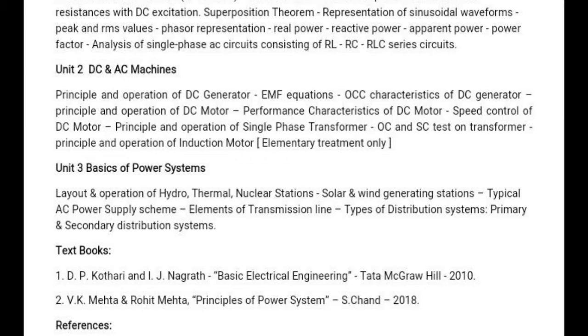After that, OCC characteristics. The characteristics drawn between field current versus generated voltage, the open circuit voltage, are known as the open circuit characteristics of a DC generator. A simple diagram or experimental setup we have to draw for the open circuit characteristics of a DC generator.